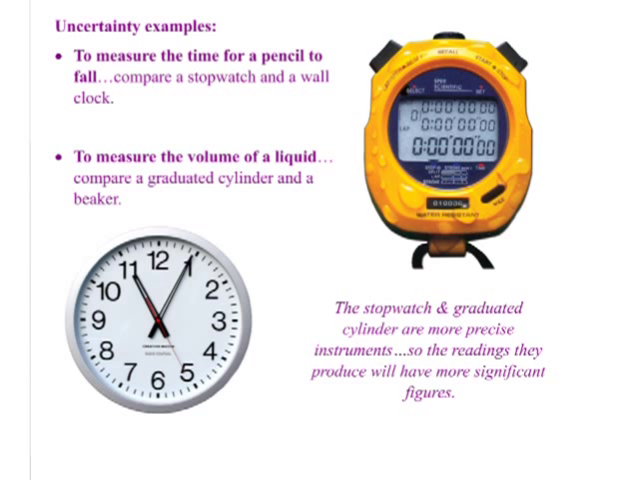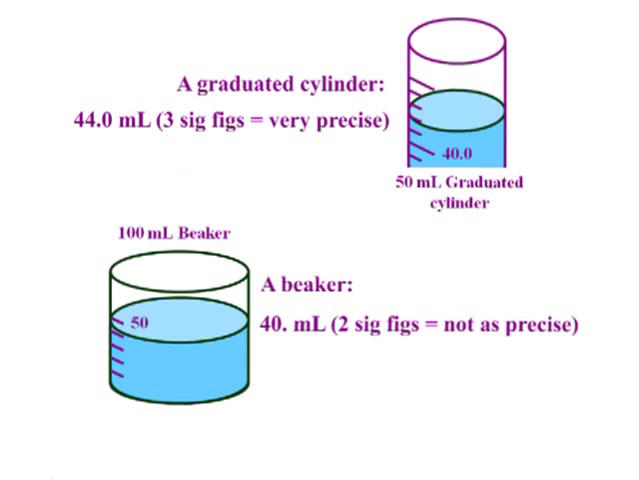What if we're looking at measuring the volume of a liquid and we're looking at a graduated cylinder versus a beaker? Which one is more precise? So a graduated cylinder is more precise than the beaker. We have 3 significant figures here for our graduated cylinder. We're more precise, the 4, and the 0. Our 100 milliliter beaker, we can only say 40 milliliters. That's as precise as we can be. That only has 2 significant figures.